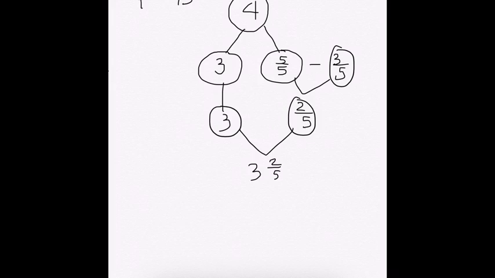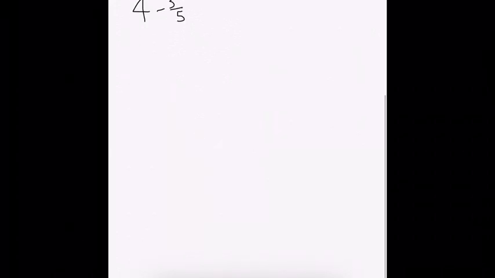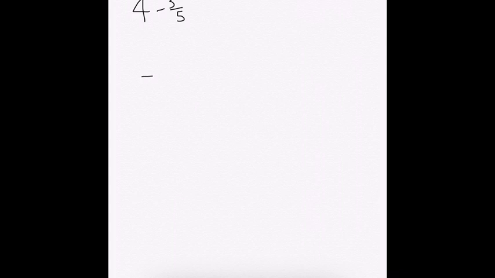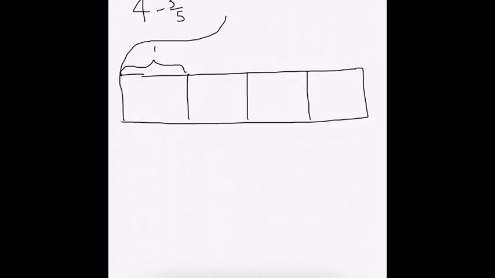Okay, the next way I want to show you to do 4 minus 3/5 is with a tape diagram. So if I made a tape diagram like this, I divided this into 4 equal segments. There are my 4 wholes. This is one whole, which means that all of these together would be 4.